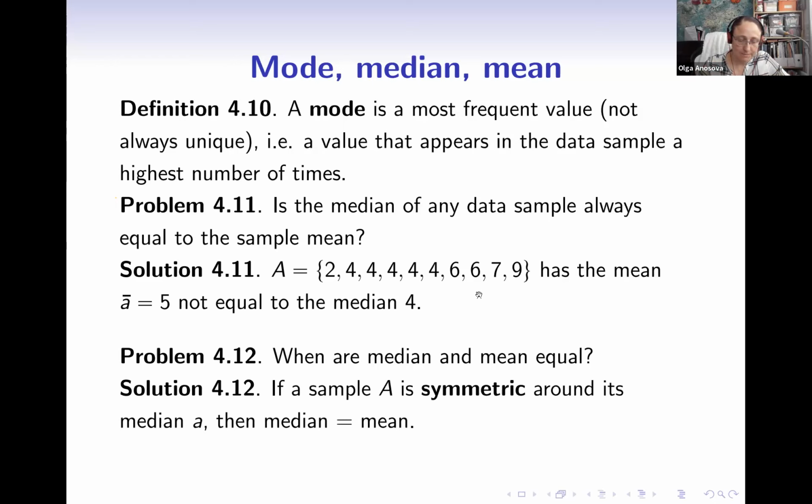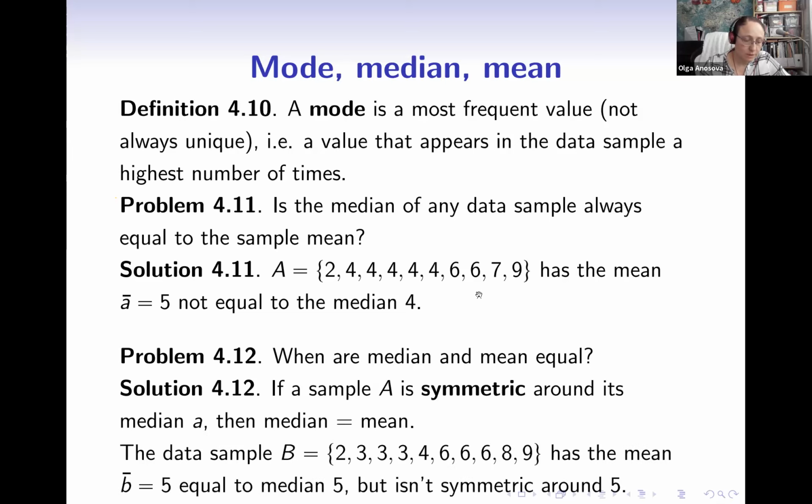What do you think? Are median and mean equal only for symmetric distributions? Well, and again, one example would have been enough. For example, this data sample is obviously not symmetric, but the mean is equal to the median.